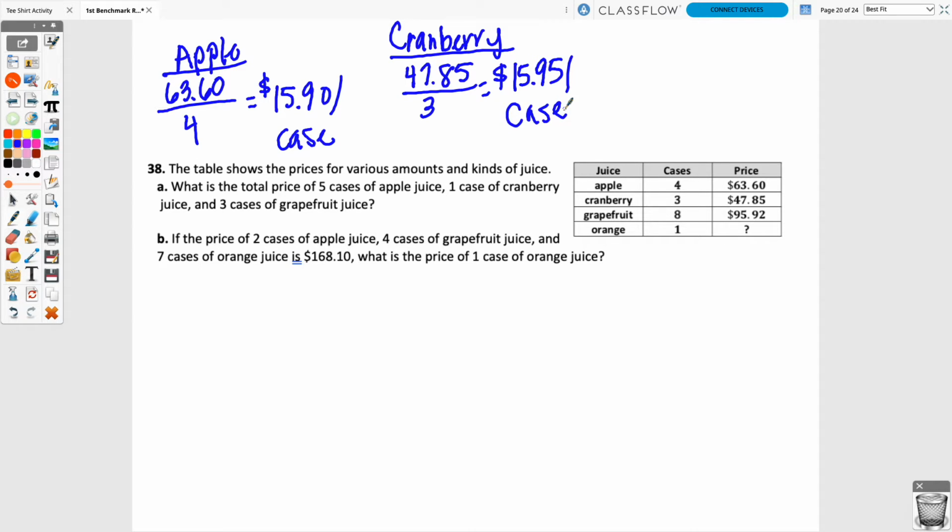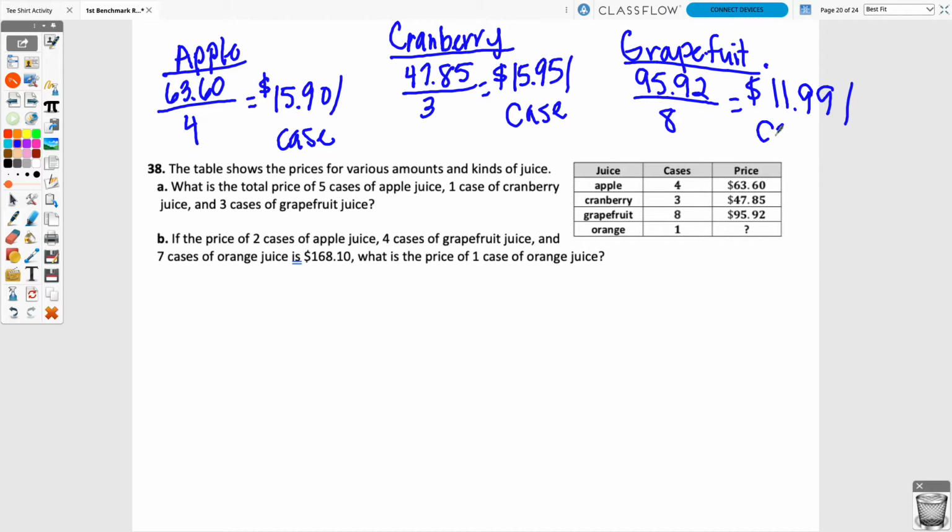And then I need to know 3 cases of grapefruit juice. So once again, since my table tells me how much 8 cases cost, I'm going to need to figure out how much each case costs. So I'm going to divide that total price, $95.92, by the 8 cases so that I can figure out how much each one costs. When I divide $95.92 by 8, what does that give me? $11.99. Okay, so the grapefruit costs $11.99 per case.